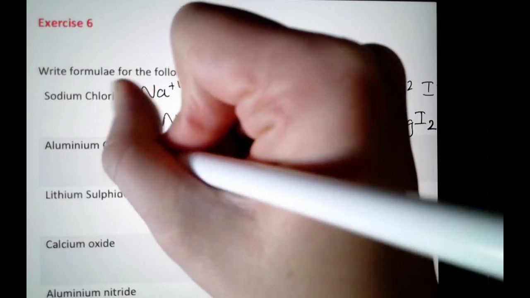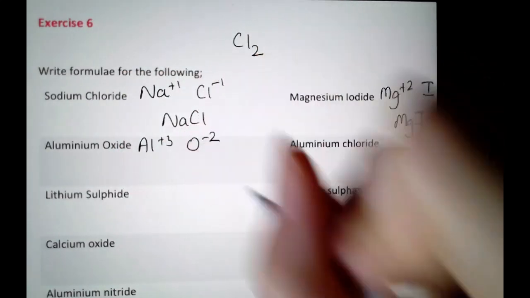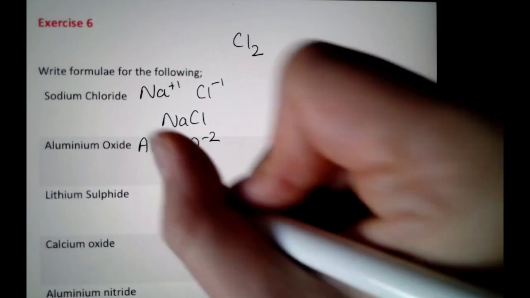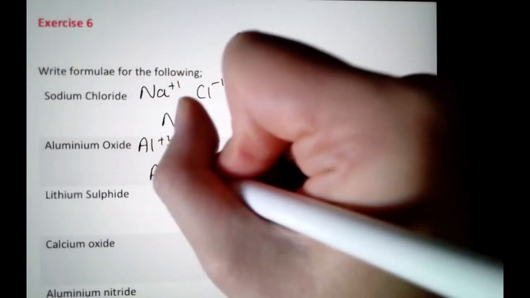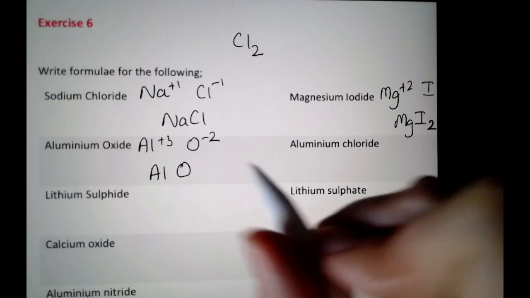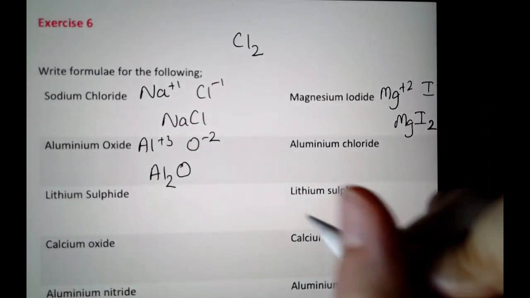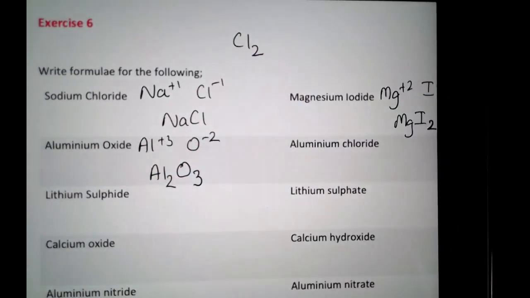Aluminium oxide. Aluminium is in group 3. It's got a +3 charge. Oxygen's in group 6. It has a -2 charge. Again, these charges don't balance. So I write down the symbols exactly as they are above. Across the numbers over, I do not bring the signs. So the 2 that's next to the oxygen is now here next to the aluminium. The 3 that's next to the aluminium is now here next to the oxygen. I do not bring down the signs.